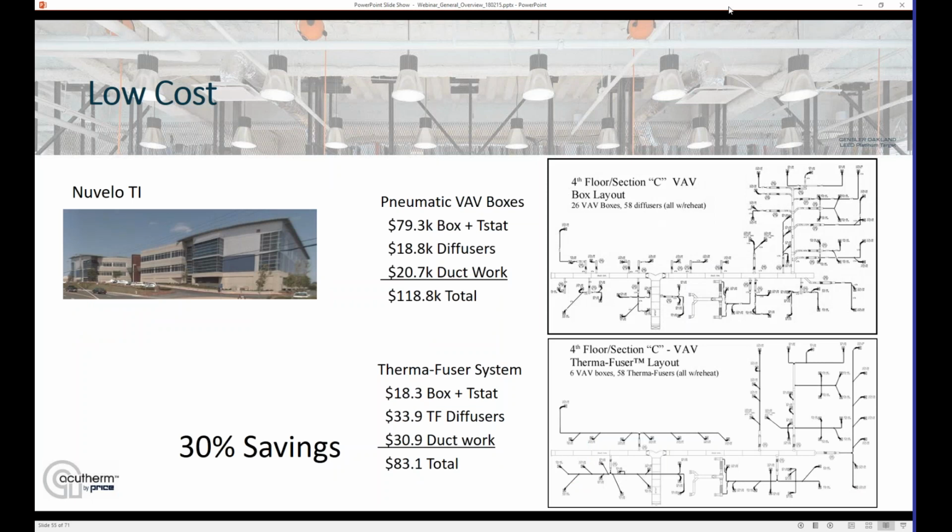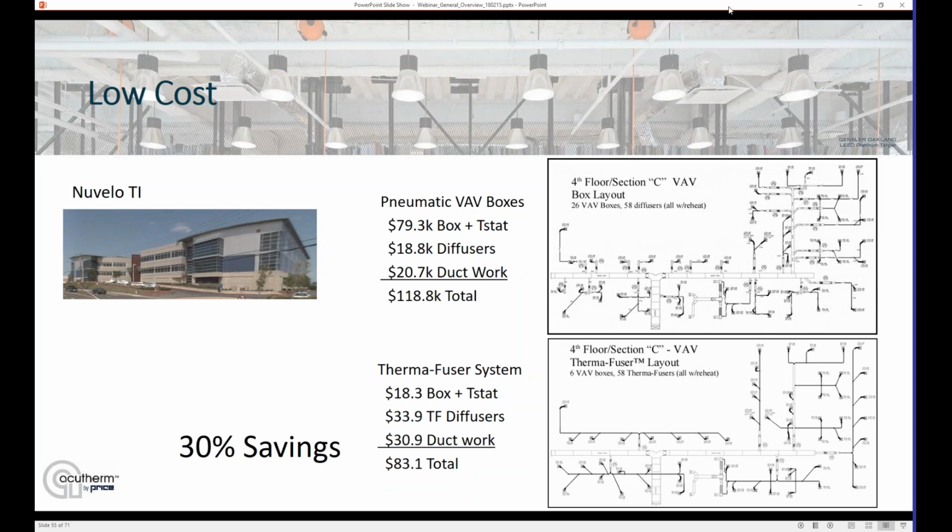Taking a look at an example here, this was a retrofit building. It had already had pneumatics in it. Engineer was looking at using pneumatic VAV boxes to retrofit this portion of the building. This engineer was kind enough to share his cost with us, and we were able to lay it out using a Therma-Fuser diffuser approach and then compare costs. As you can see, the box was the majority of the cost in the original system, with $79,000, and that was able to be reduced down to $18,000. Lost my K's there on that lower slide. $18,000, not $18, for the Therma-Fuser system.